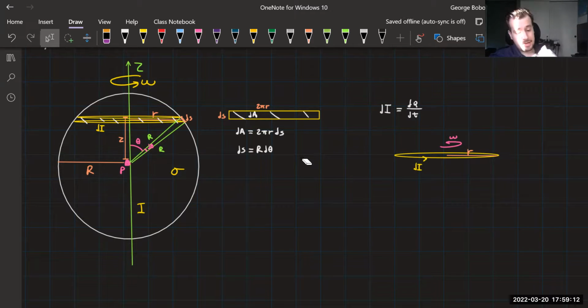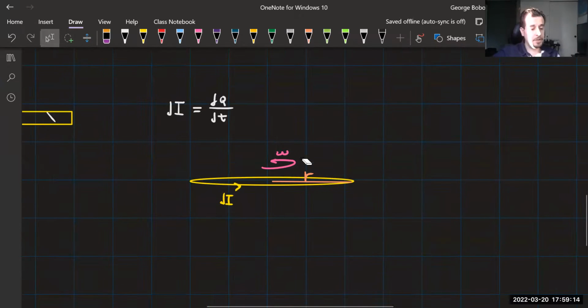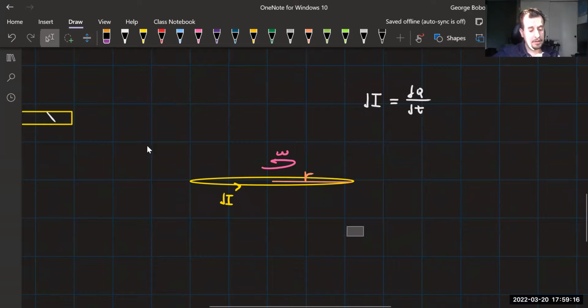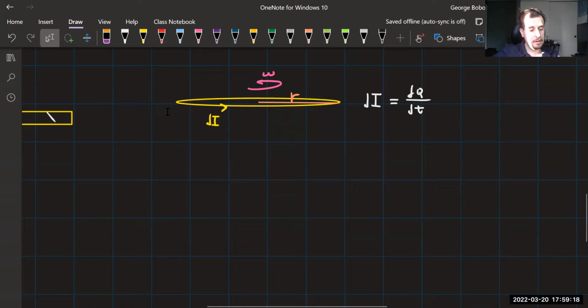So coming back now to here, I want to find the current again of this little, not cylinder quite. For our purposes here, we consider that to be a ring. So sometimes, again, you consider this shape to be a ring. Sometimes you consider it to be a little cylinder.